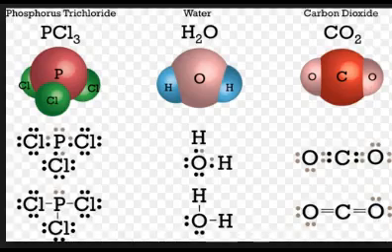Covalent compounds consist of atoms that are held together by covalent bonds. These bonds form between nonmetals that share valence electrons. Covalent compounds exist as individual molecules. Water is an example of a covalent compound.